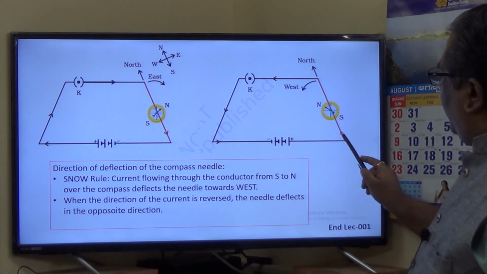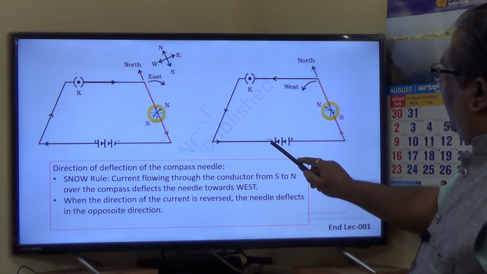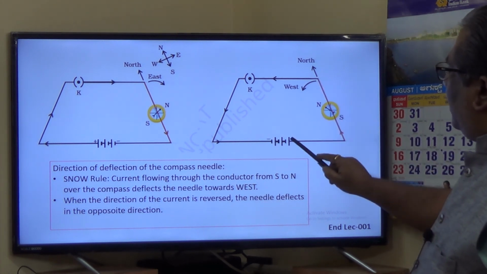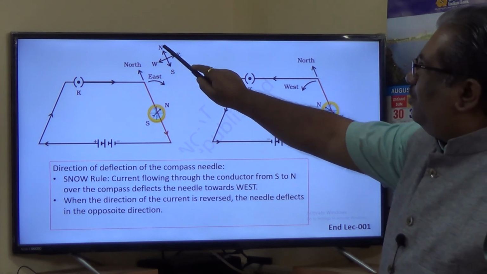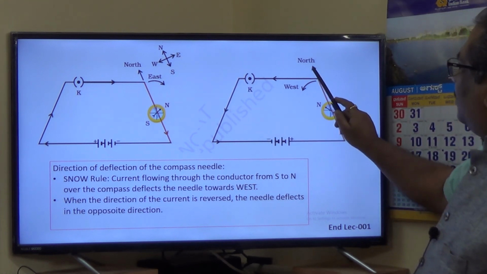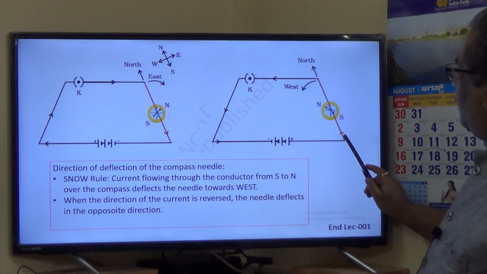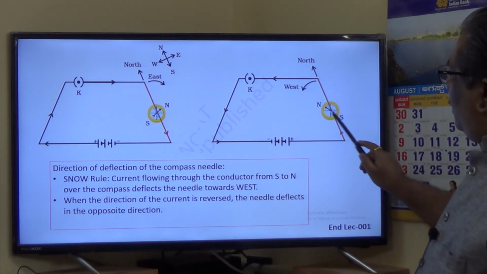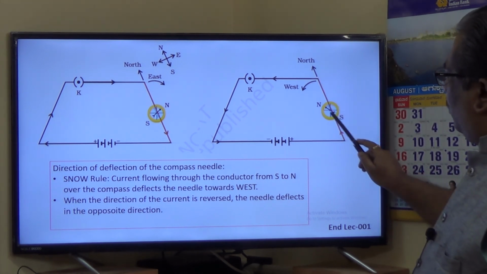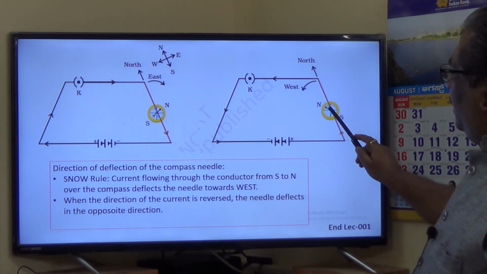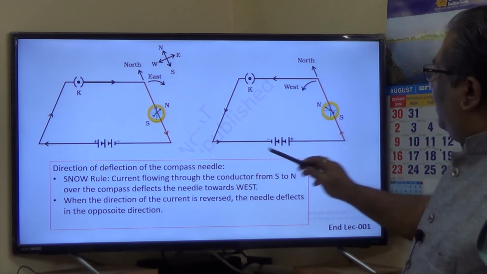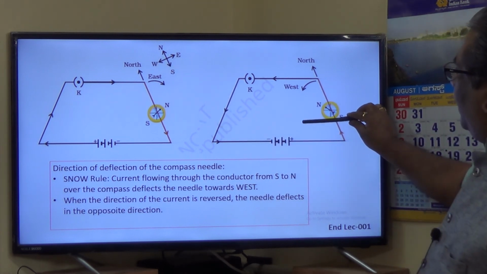Now the positive terminal is connected here and the negative terminal is here. The current direction is this way, from south to north. If the current flows from south to north over the compass, the conductor being placed above the compass, then the pointer should deflect towards the west here, and therefore this is coming towards the west.